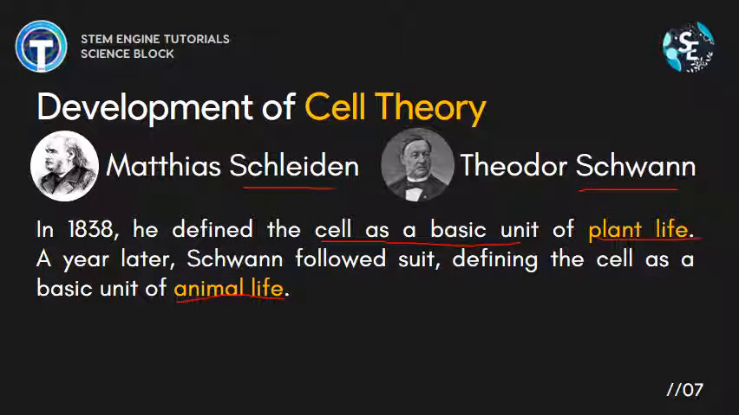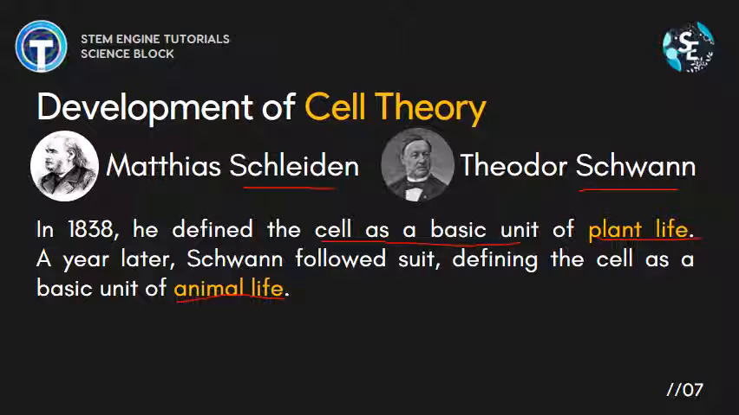So next, punta na tayo dito sa lagi silang magkasama pag pinag-uusapan natin yung cell theory. So lagi silang partner, si Matthias Schleiden and Theodor Schwann. So ano ba ang mga contributions naman nila? So nauna si Schleiden. In 1838, Schleiden defined the cell as the basic unit of plant life. A year later, Schwann followed suit, defining the cell as a basic unit of animal life.